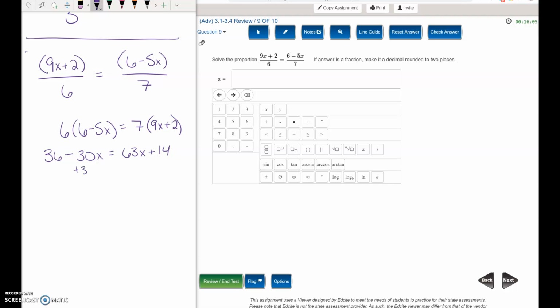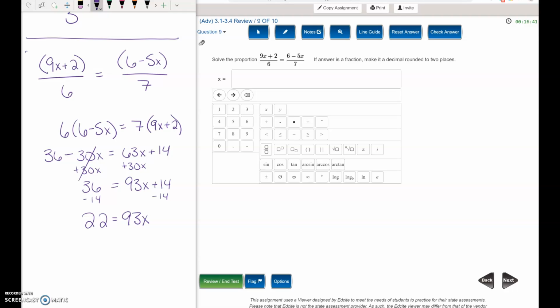I'm going to add 30x on both sides. That gives me 93x plus 14 on the right and 36 on the left. Then I subtract 14 and get 22 equals 93x. And how many of you right now are thinking, this is going to be some crappy decimal? 22 divided by 93 is the fraction 22 over 93.